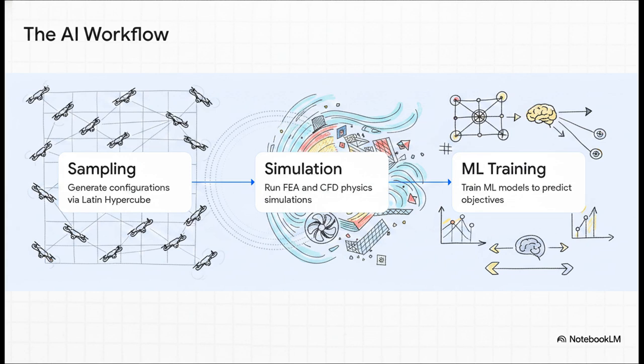So, how does the machine actually do the work? First, it uses a statistical trick called Latin hypercube sampling to whip up nearly 1,000 random but totally feasible drone configurations. Next, it subjects those designs to incredibly intense physics simulations to test structural stress and aerodynamics. Then, and this is the real genius part, instead of running those heavy, time-consuming simulations millions of times, which would literally take years, it uses the data from those initial 1,000 designs to train a lightning-fast machine learning surrogate model.